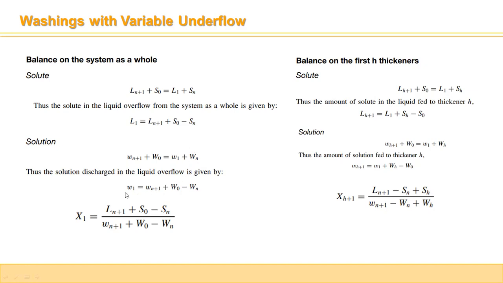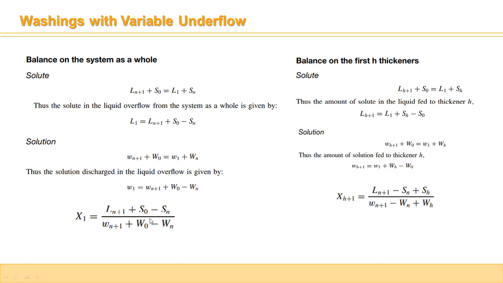From here, we can get the W sub 1, the small W sub 1, which is the solution present in the overflow of your first thickener. So this one was just taken from in here. What's the purpose of having these two? The purpose is for you to be able to get a formula for expressing the concentration of the solution inside the thickener and in the underflow.